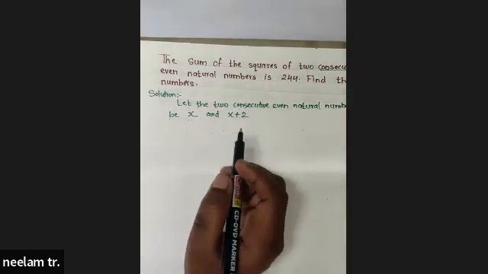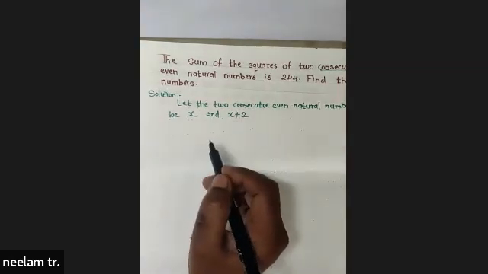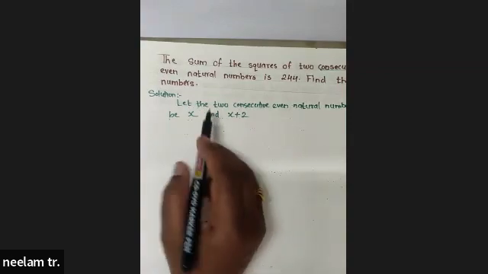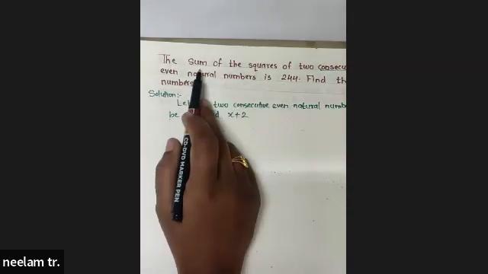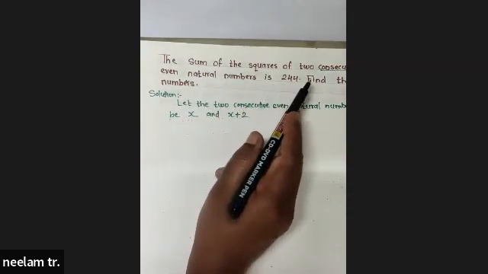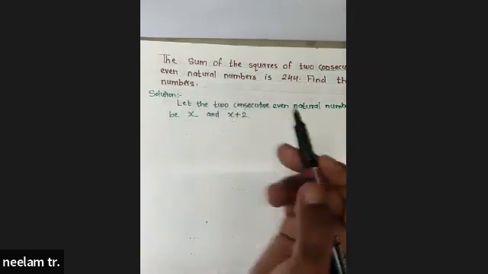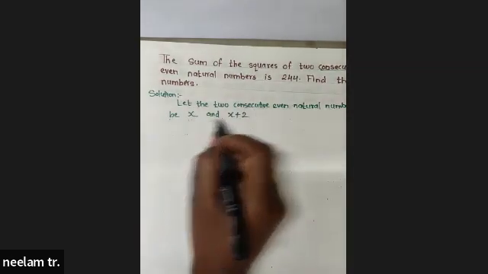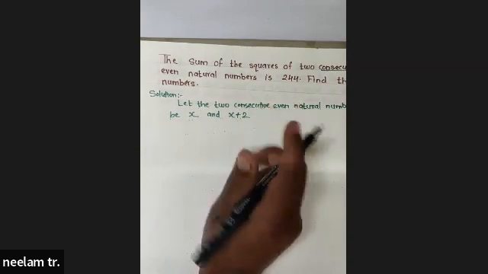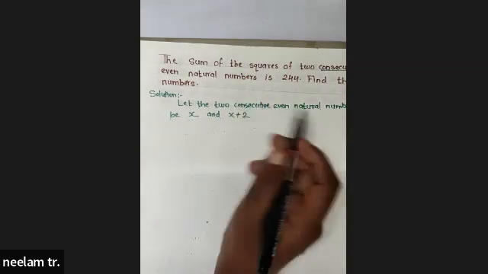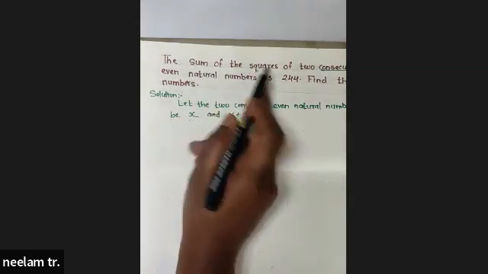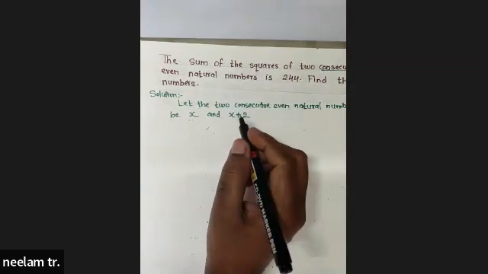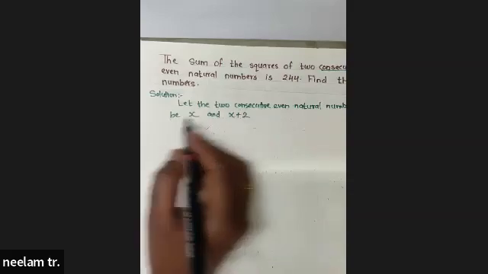In the previous sum, what we did was product; in product we multiply. But here it is telling the sum of the squares of the two consecutive numbers. The two consecutive numbers which I have taken are x and x plus 2. Now they are telling the sum of the squares, so I need to square these and sum up. I hope this is clear to everyone.